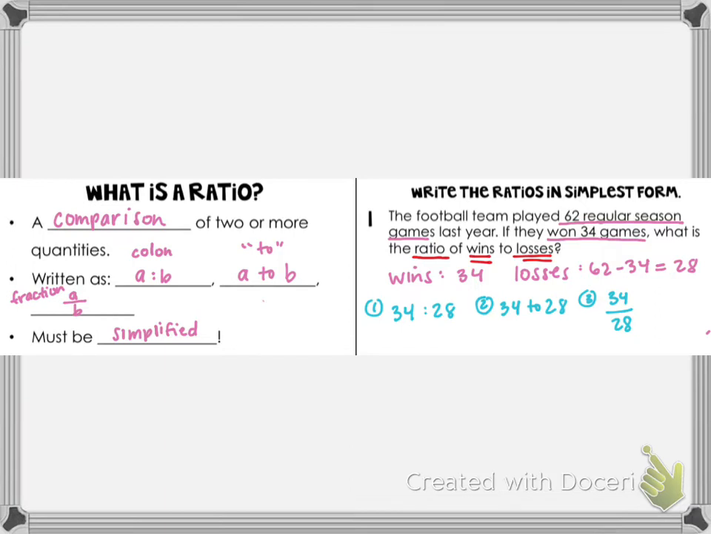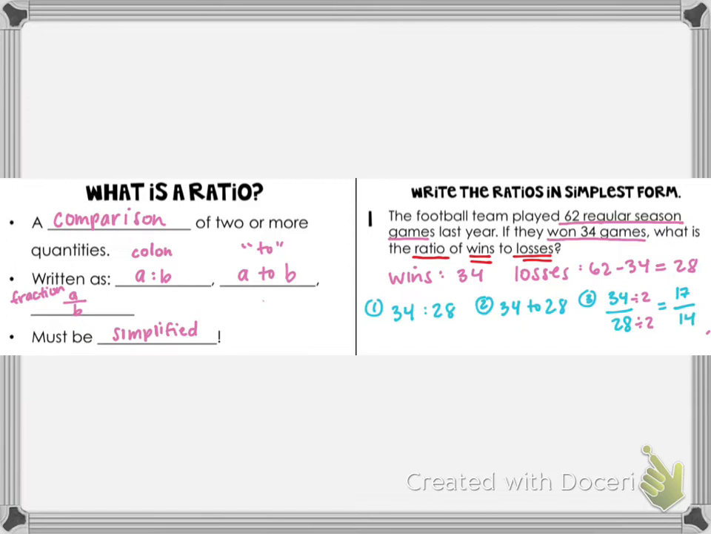So let's go ahead and simplify the fraction. From the top and the bottom, it looks like I can divide by 2 since they're both even numbers. Let me grab another color. Let's divide both sides by 2, both the top and bottom by 2. This is going to give us 17 over 14. So those are the three ways you can write it.